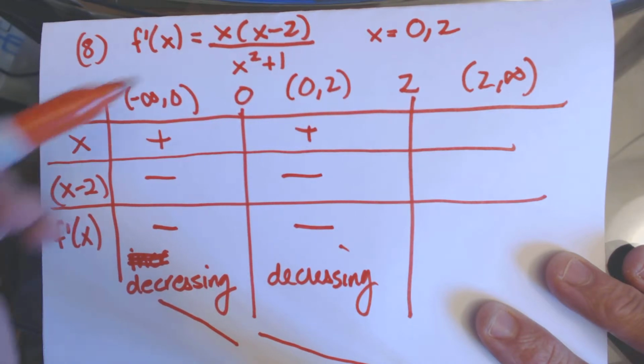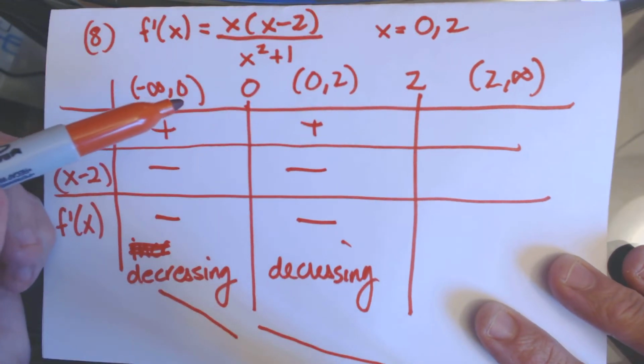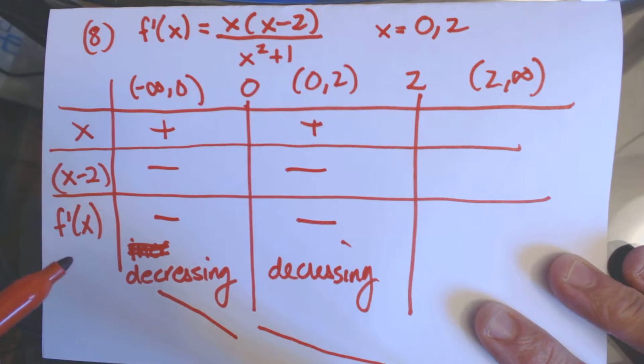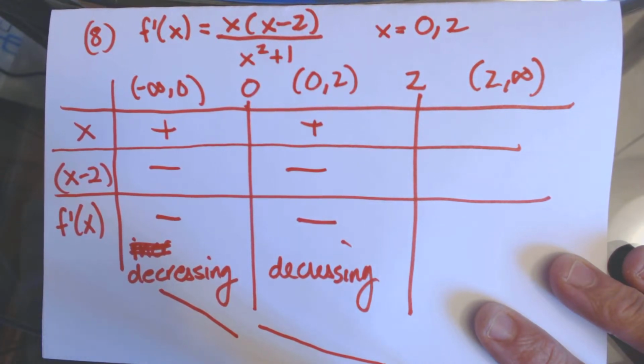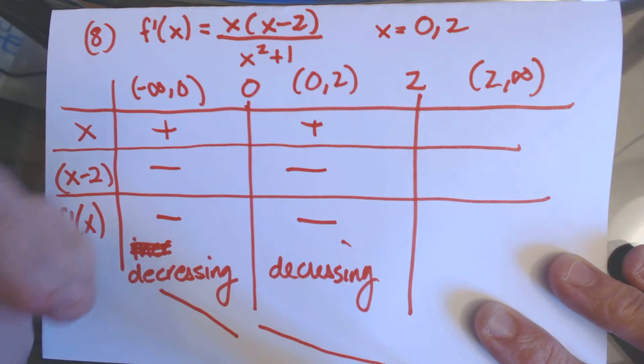So we've got decreasing. That means 0 is not a relative extrema, because to the left of it, the function is decreasing. To the right of it, the function is decreasing. So there's no change in behavior. That means the point is not a relative extrema.